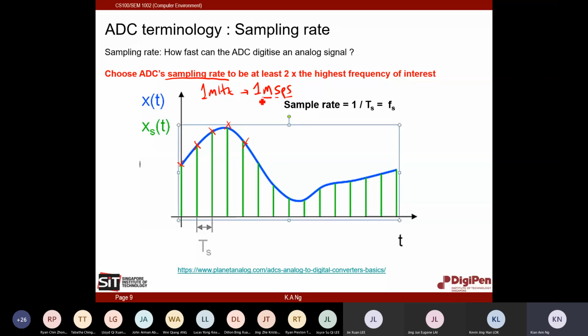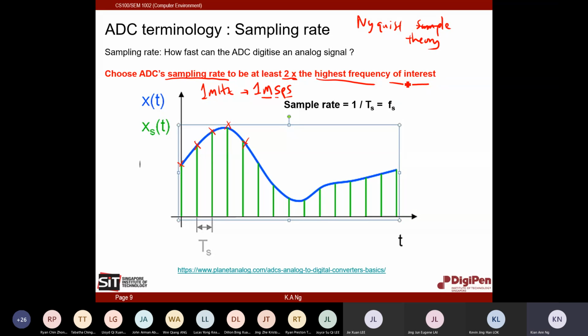But how do you know what is the highest sample rate that you need to buy? This term is actually not covered in the lecture, but good to know: Nyquist. Some of you may already have studied the Nyquist sample rate theory, or Nyquist theorem. It means you will need to buy an A to D converter that has a sample rate that's at least 2 times your highest frequency of interest.